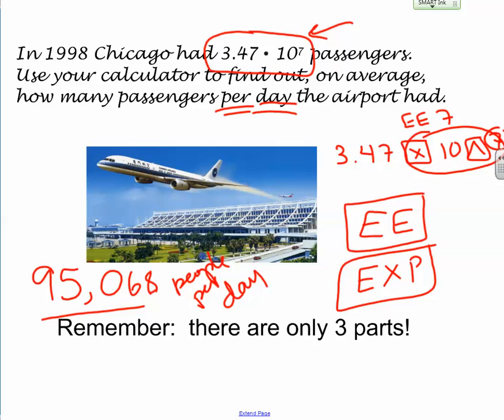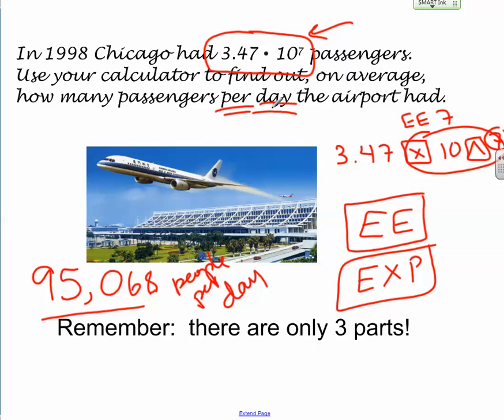And the long way is to do 3.47 times 10 to the power of 7. But I showed you in your scientific calculator, most of you have an EE key or an exponent key. And if you just put 3.47 and hit that key with whatever the power of 10 is, 7, it automatically will take you to the decimal notation of the number.